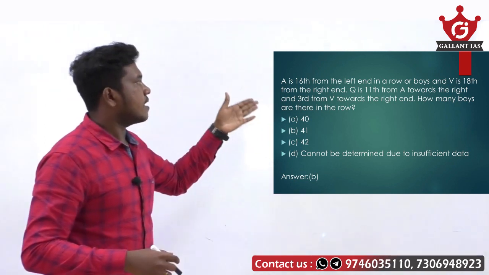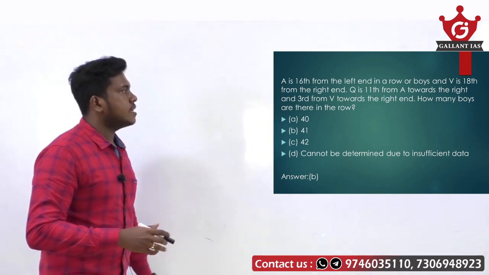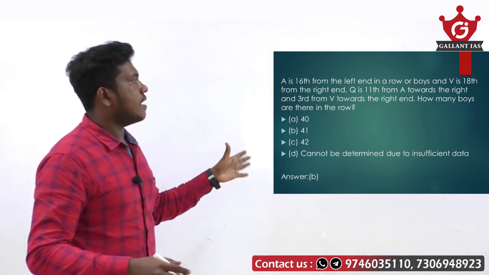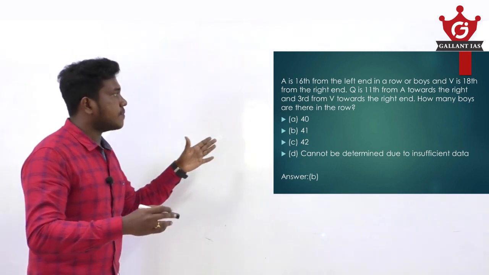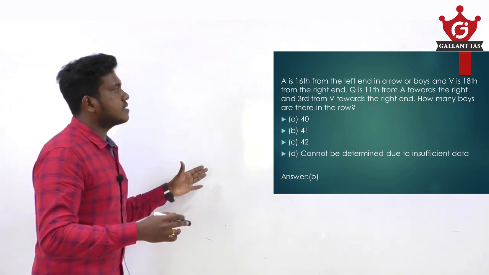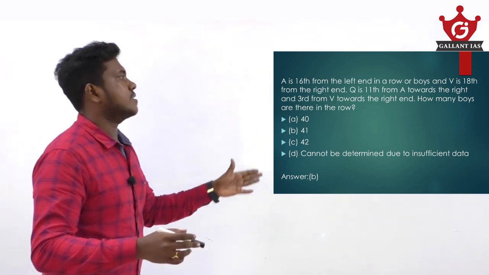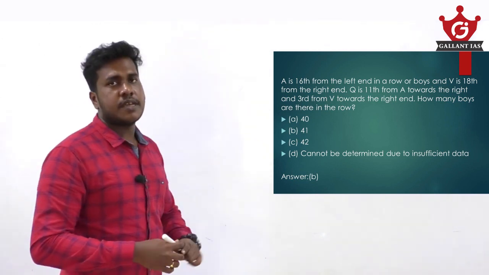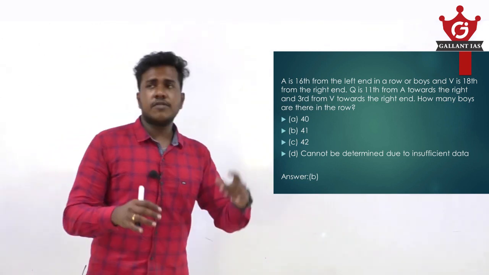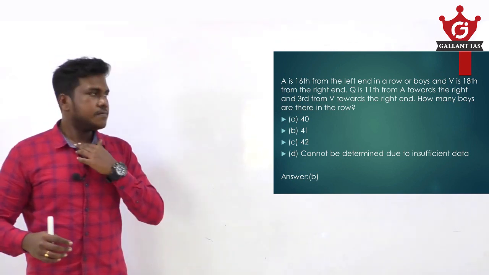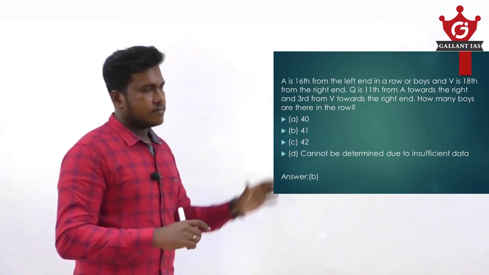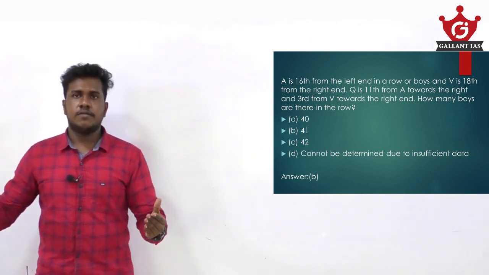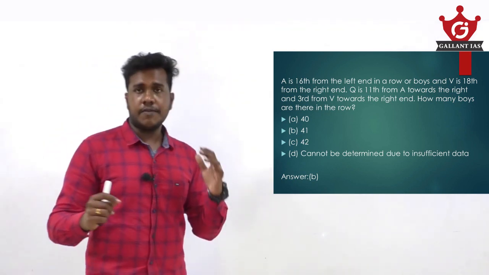A is 16th from the left end in a row of boys, and B is 18th from the right end, and Q is 11th from A towards the right and third from B towards the right end. How many boys are there in the row? The question seems a little confusing, but when you get questions like this, you need to depict the question in figures first. After that only you need to solve. Otherwise, it will be very confusing.